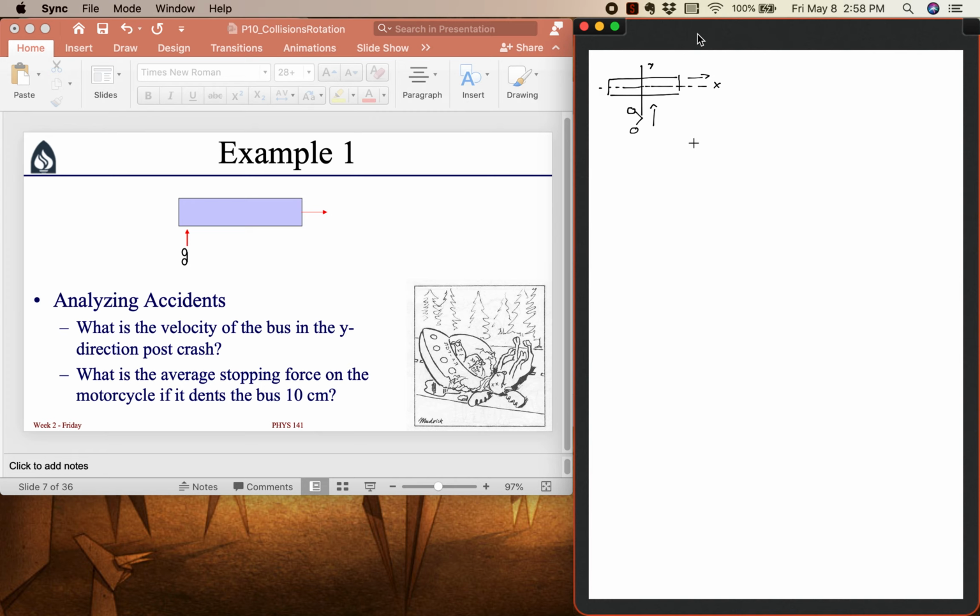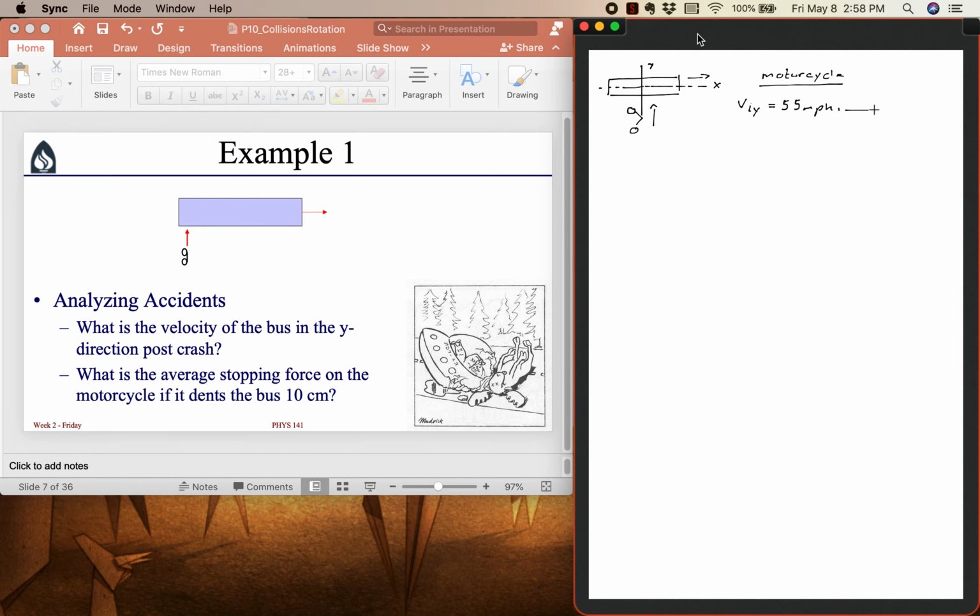So let's analyze the motion before and after the crash, and let's focus particularly on the y direction. So if we look at the motorcycle, initially, we're told, was traveling 55 miles per hour before it hits the bus. So the initial velocity of the motorcycle in the y direction is 55 miles per hour.